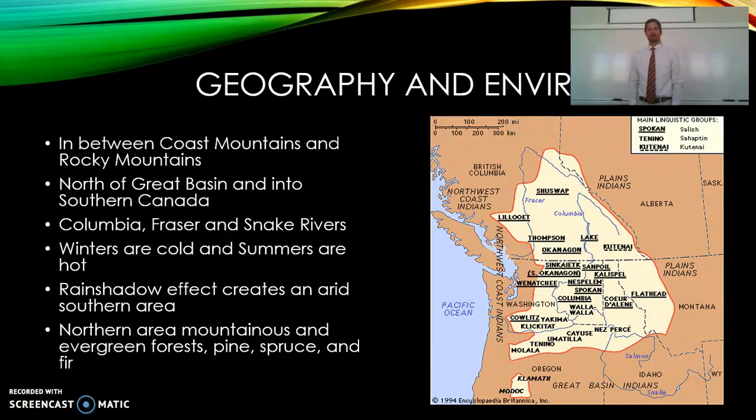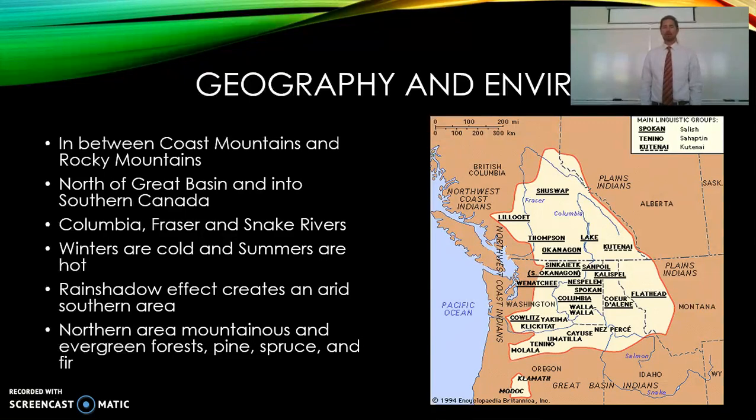Okay, so the three main rivers that are in this area are the Columbia, which is the largest one that was flooded frequently, the Fraser, and the Snake Rivers. Again, this region, very cold winters, very hot summers. Drastic, like that subarctic temperature we talked about, but a little less drastic than that.